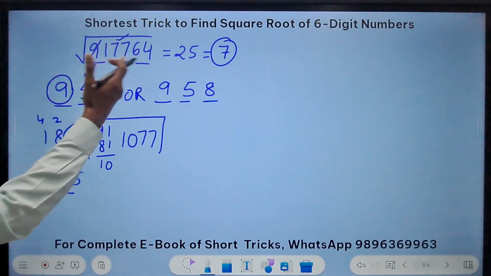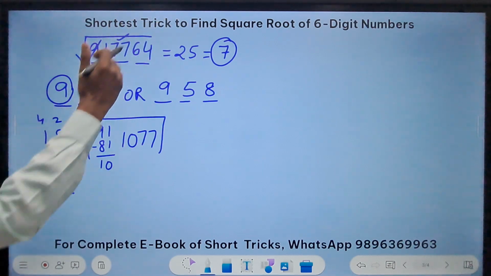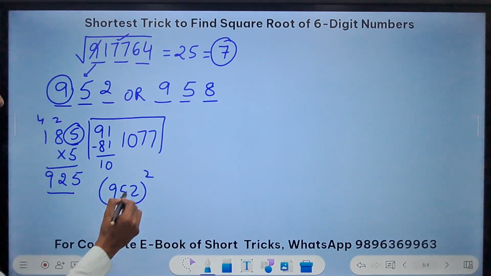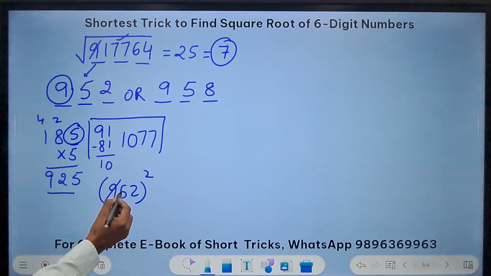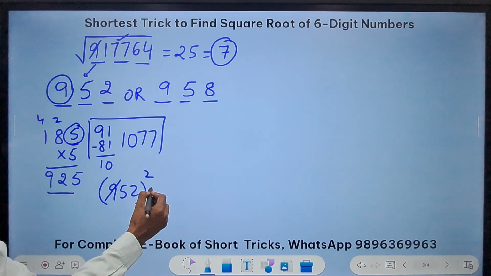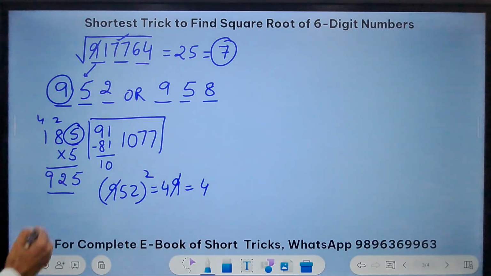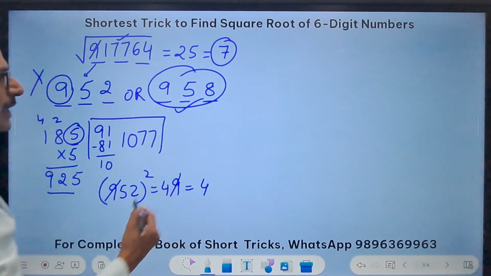Now let's check which one of these gets me a single digit as 7. 952 square. 9 cancels out. 5 plus 2, 7. 7 square is 49. 49, 9 cancels out, so this is 4. So this is getting rejected. And so this should be my answer, but I need to verify.